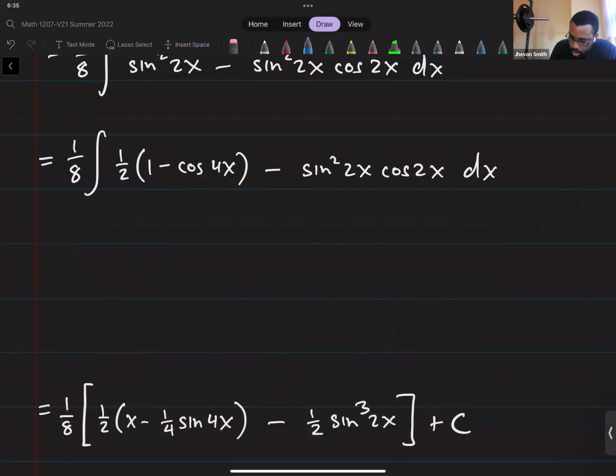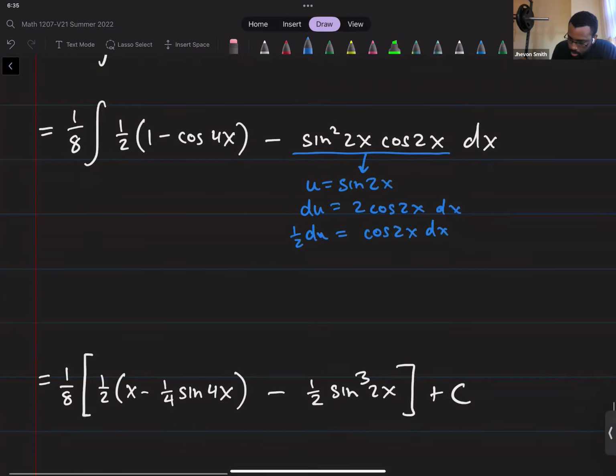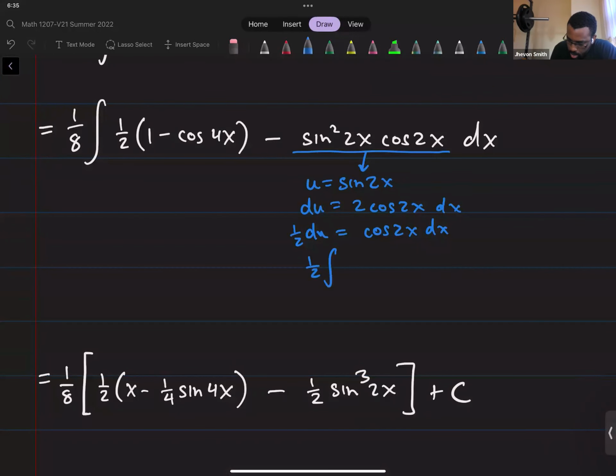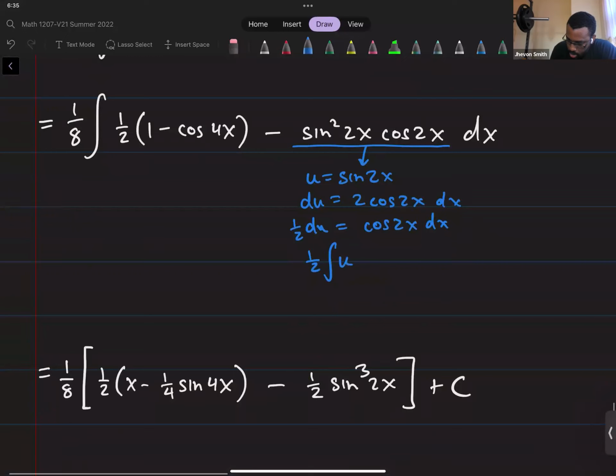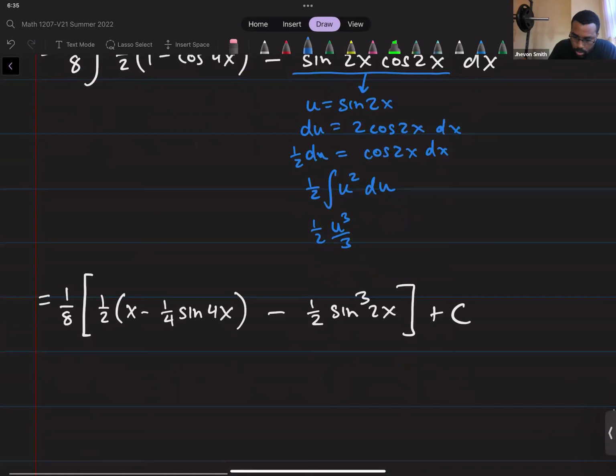I can write this out. So here I would have u equals sine 2x. My du would be two cosine 2x dx. So this is 1/2 du equals cosine 2x dx. And so this would become 1/2 times u squared du. So this just becomes 1/2 u cubed over 3, which the 2 and the 3 can make this into a 1/6 here.